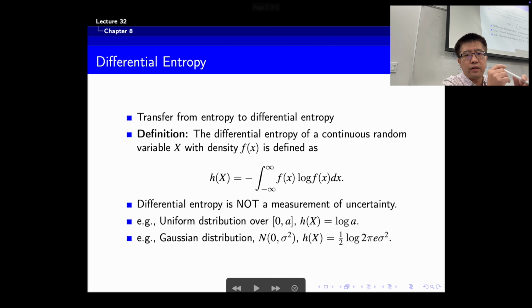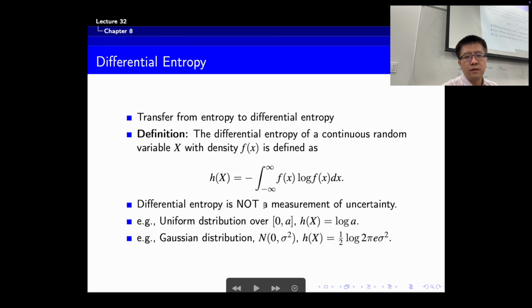So here is the definition of the differential entropy. We derived it during the class, right? Basically, we derive the differential entropy from the entropy for the discrete random variables. One thing to emphasize here is that the differential entropy is not a measure of uncertainty, right? Because we basically ignore a term, and that term will go to infinity. So we cannot view the differential entropy as a measurement of the uncertainty.